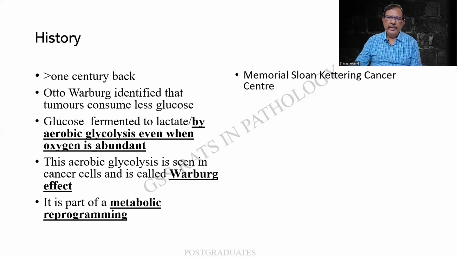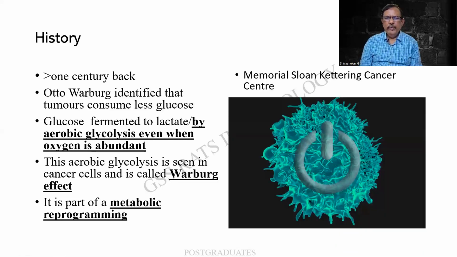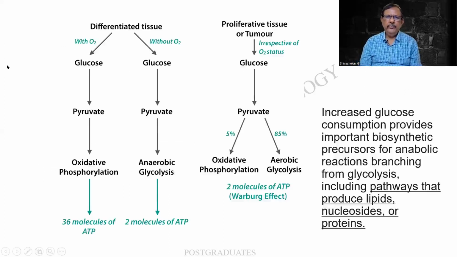And what is on my right? The Memorial Sloan Kettering Cancer Center. So this is one. You find that a lot of research obviously would have been done on this. That is why a person is the possessor of a Nobel Prize. This is an important flow diagram which will be repeated again and again.